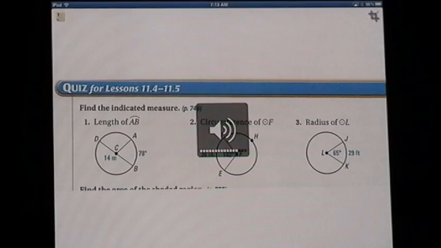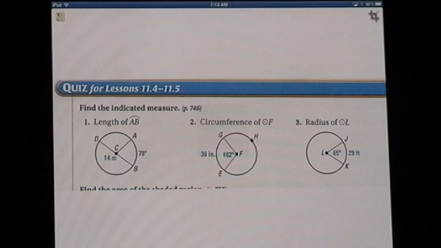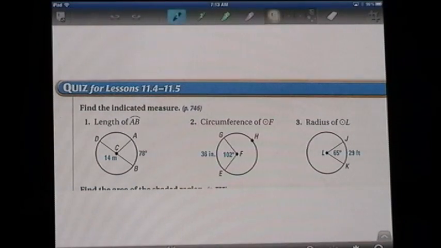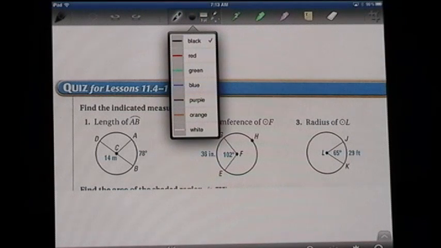Okay, we're going to work on the quiz for the second half of Chapter 11. We're going to do 2 quizzes combined because you only have to go through 2 quizzes combined here. All right, looking on page 761.